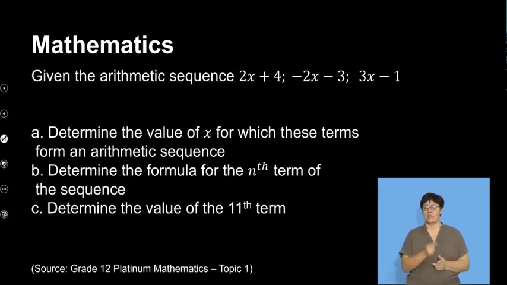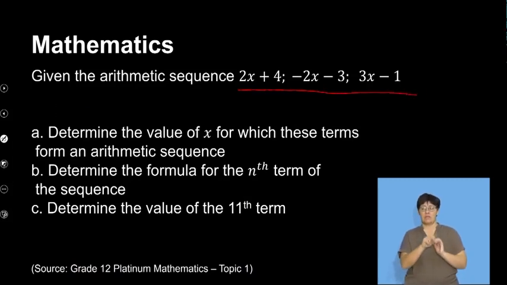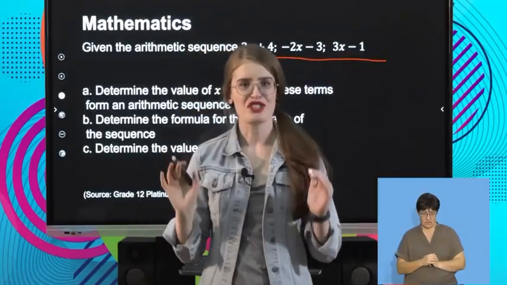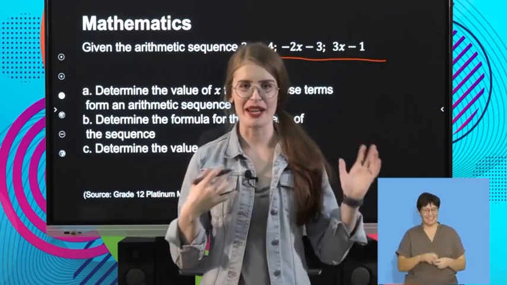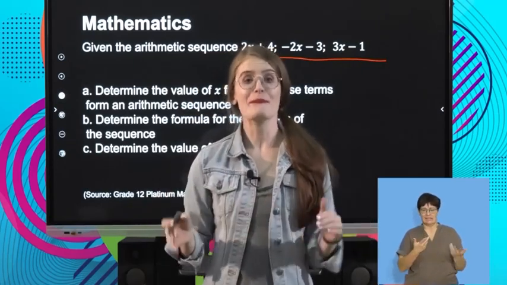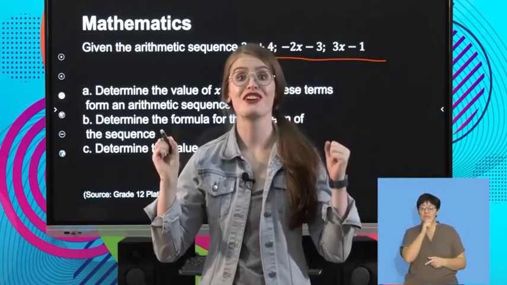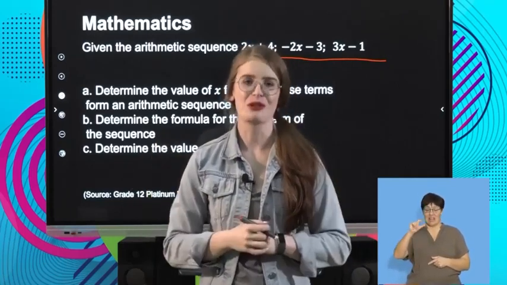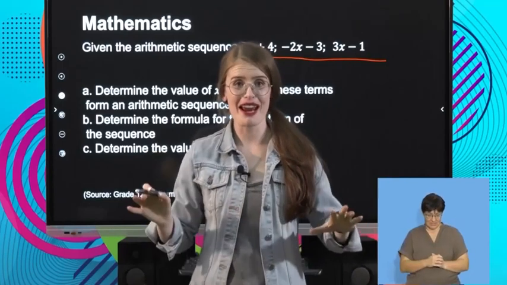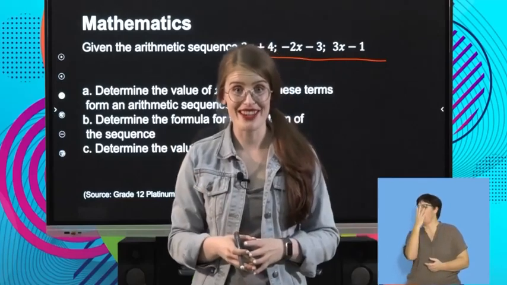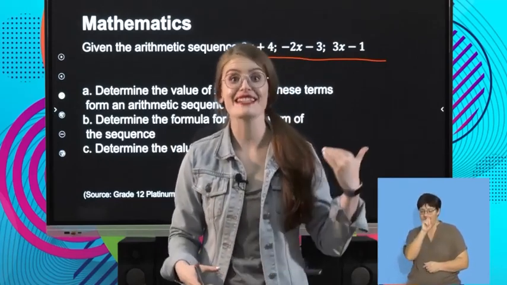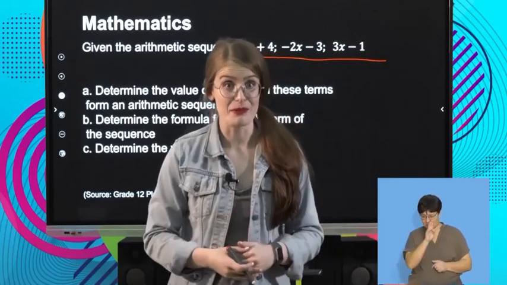So, we are given the arithmetic sequence 2x plus 4, negative 2x minus 3, and 3x minus 1. Before I go any further, I don't want you to worry. Yes, there are x's. Yes, hopefully they aren't your x's on my board, because that would be awkward. But we are going to use your favorite, algebra, to work out this question. So before your brain goes, oh no, can't do this, they're x's, let's see what's actually being asked of us and why there are x's in my actual sequence. Let's go back to the board.